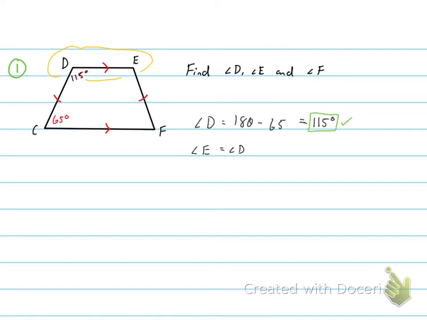Angle E and angle D are base angle pairs. So if angle D is 115, E is also 115. Finally, F and C are another base angle pair. So if angle C is 65 degrees, then angle F is also 65 degrees.